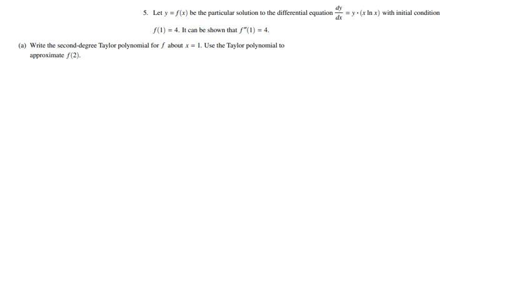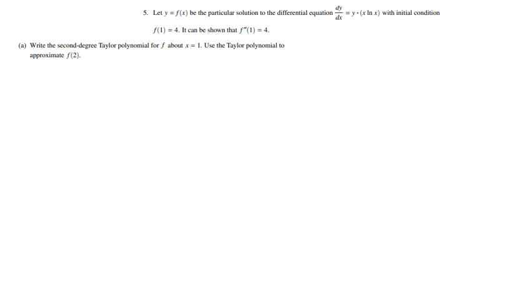I'm going to go over free response question number 5 from the 2021 AP Calculus BC exam. We have y equals f of x being the solution to a differential equation, and we have an initial condition. And for the first part, we have to write the second degree Taylor polynomial for f about x equals 1. All right, so let's go ahead and do that.